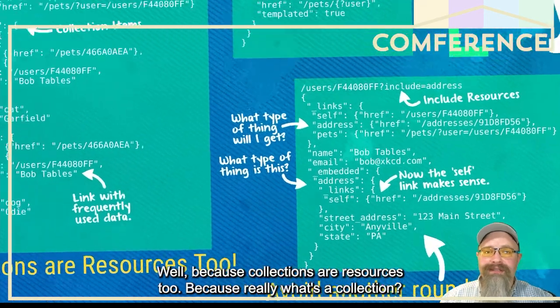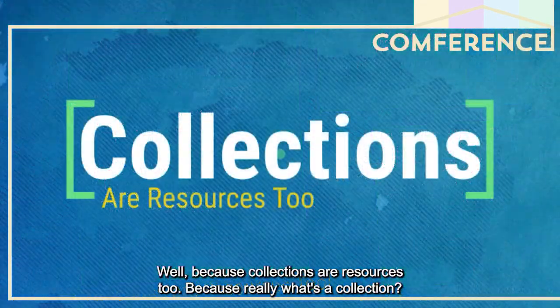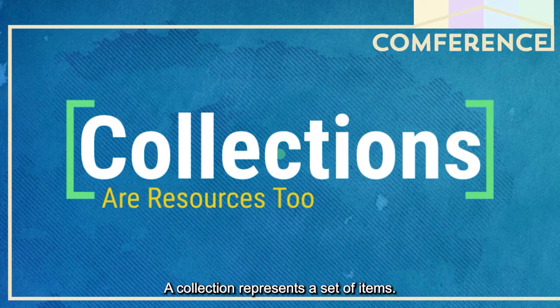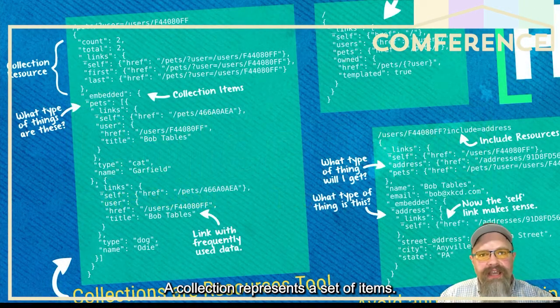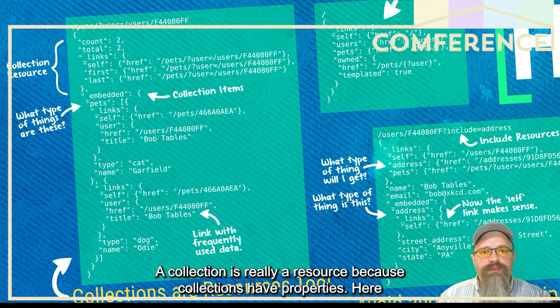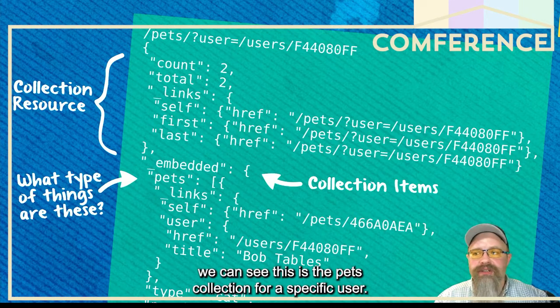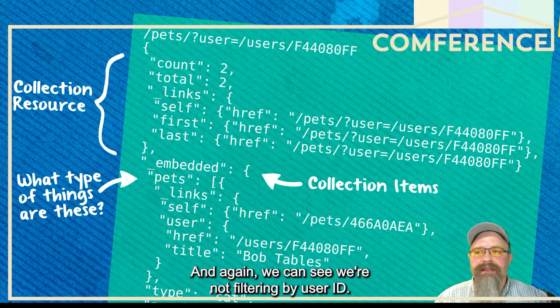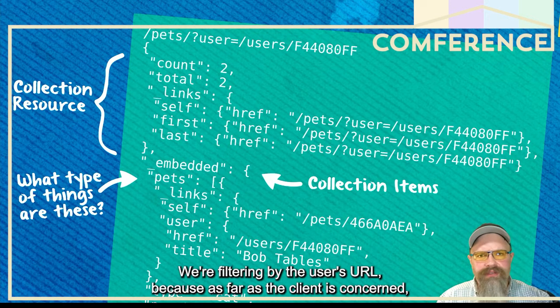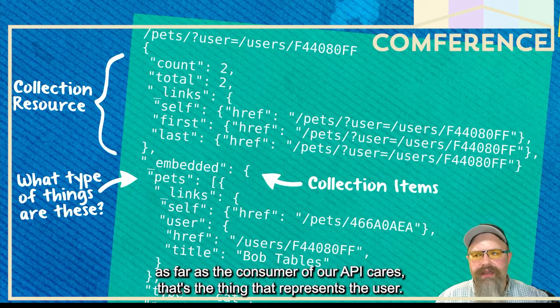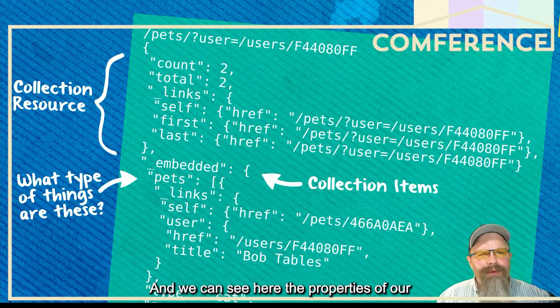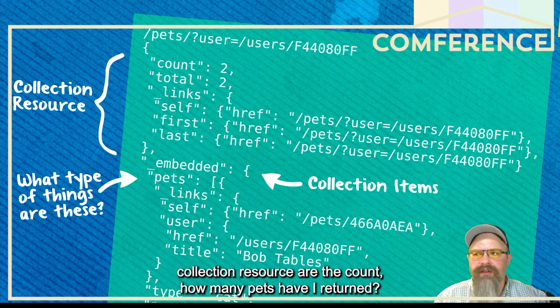Why? Well, because collections are resources too. Because really, what's a collection? A collection represents a set of items, right? A collection is really a resource because collections have properties. Here we can see this is the pets collection for a specific user. And again, we're not filtering by user ID, we're filtering by the user's URL, because as far as the consumer of our API cares, that's the thing that represents the user. And the properties of our collection resource are the count.